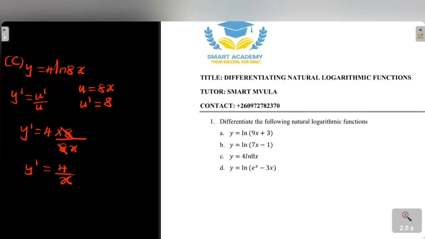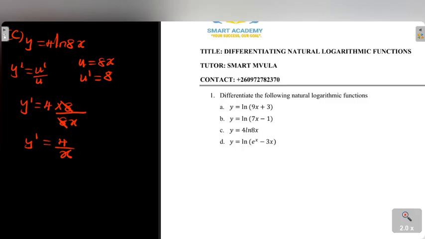So that's what we do. Then moving to part (d), which is our last part. For (d), we have y equal to natural log of open brackets, e to the power x minus 3x. So how do we differentiate this function?